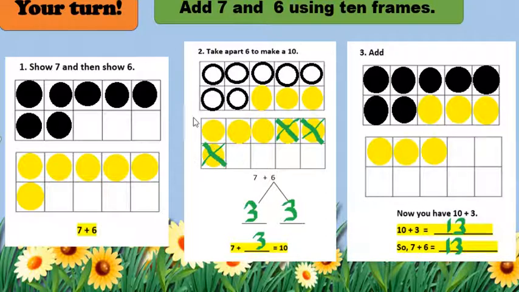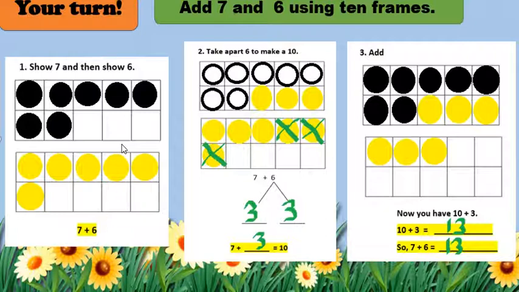In number one, our addition problem is 7 plus 6, or 7 and 6. So I put 7 dots. 1, 2, 3, 4, 5, 6, 7. And then I also have 6. Count with me. 1, 2, 3, 4, 5, 6. It is the same thing as 7 plus 6.